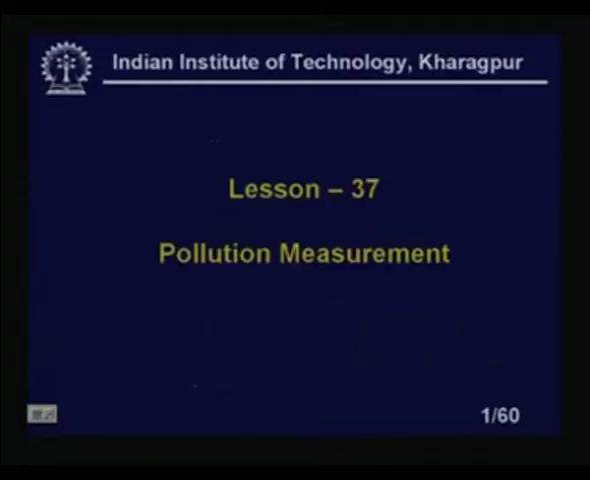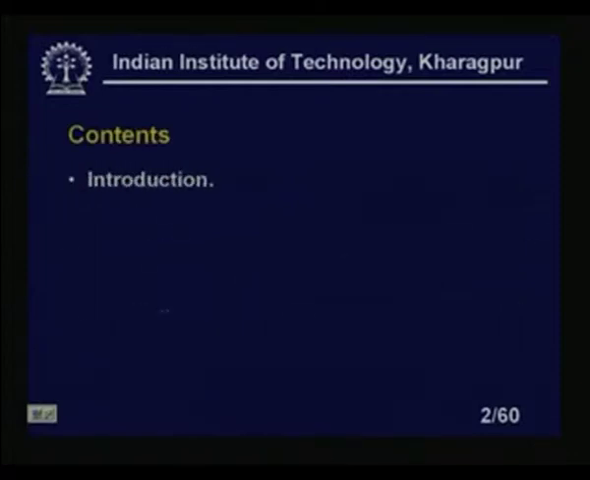We are not considering the pollution of rivers in this particular measurements lesson. We will consider only the pollution in the air, right? So let us look at the contents. Pollution measurement, introduction. The contents are: introduction.